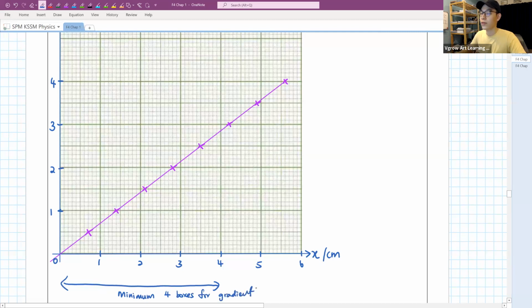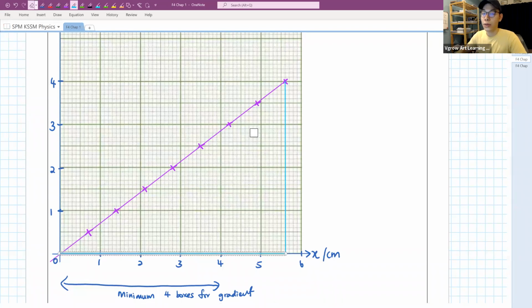Okay, minimum 4 boxes for your gradient. So let's try to draw out the triangle, and you see why I need a triangle. Maybe I just use the last point and the first point of the graph. Okay, I know it's a bit light, but I hope you can see the light blue color one.